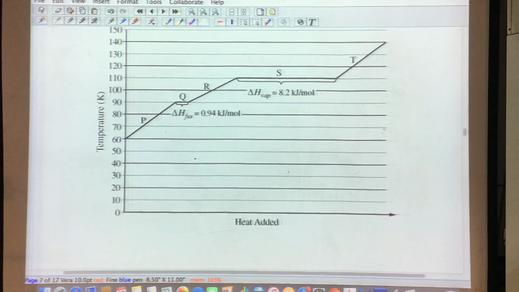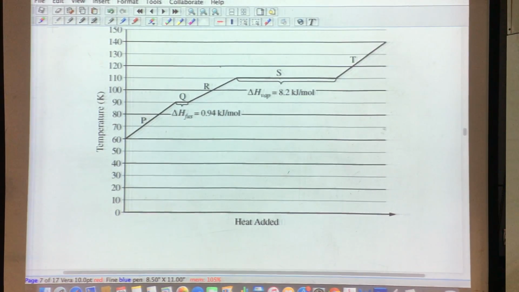64 grams of methane. Now you needed to realize that this is heat of vaporization. I just burped and hiccupped at the same time, so it's kind of weird. That's called a hic-burp. You're laughing at my social incompetence. I'm sorry, I made a scene.